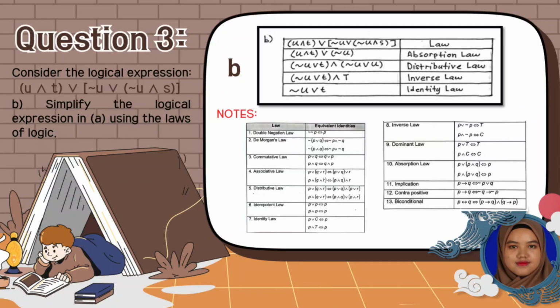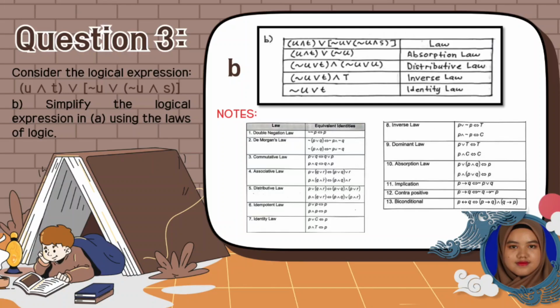For step 1, we look at the second half of the expression. By applying the absorption law, the term node U or node U and S simplifies directly to just node U. This is because the S term becomes redundant when paired with node U in this specific way.